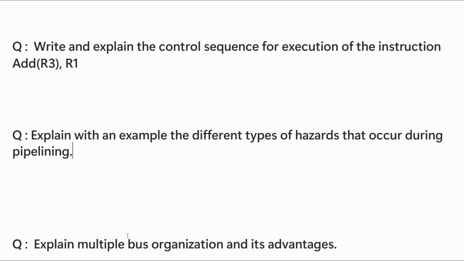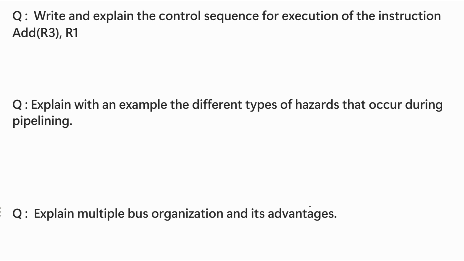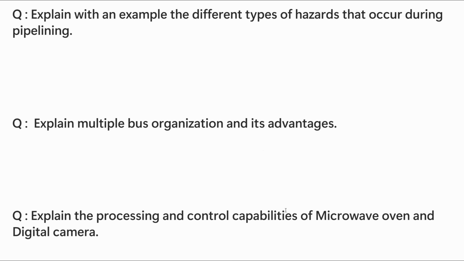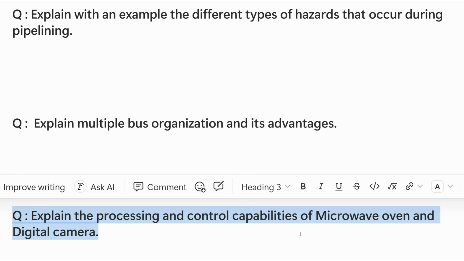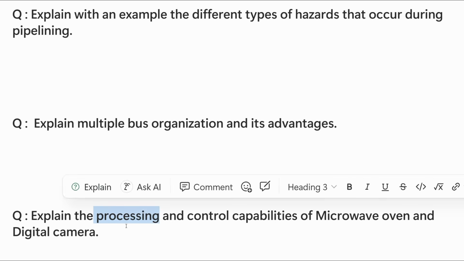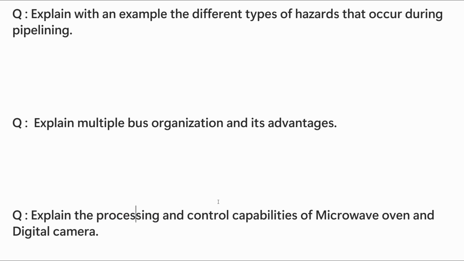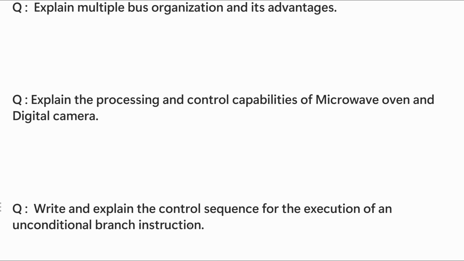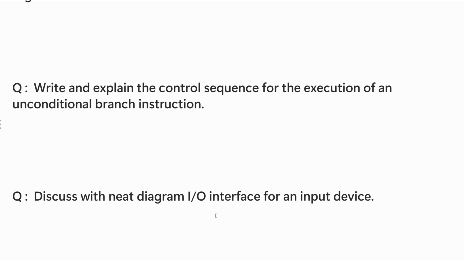So now moving towards the next question, which is: explain multiple bus organization and its advantages. Now our next question is: explain the processing and control capabilities of a microwave oven and digital camera. So by giving a comparison like this, you have to explain the question. You have to prepare well for writing the answers. Now the next question is: write and explain the control sequence for the execution of an unconditional branch instruction. So you have to write it very well. I already explained all these questions in my videos.